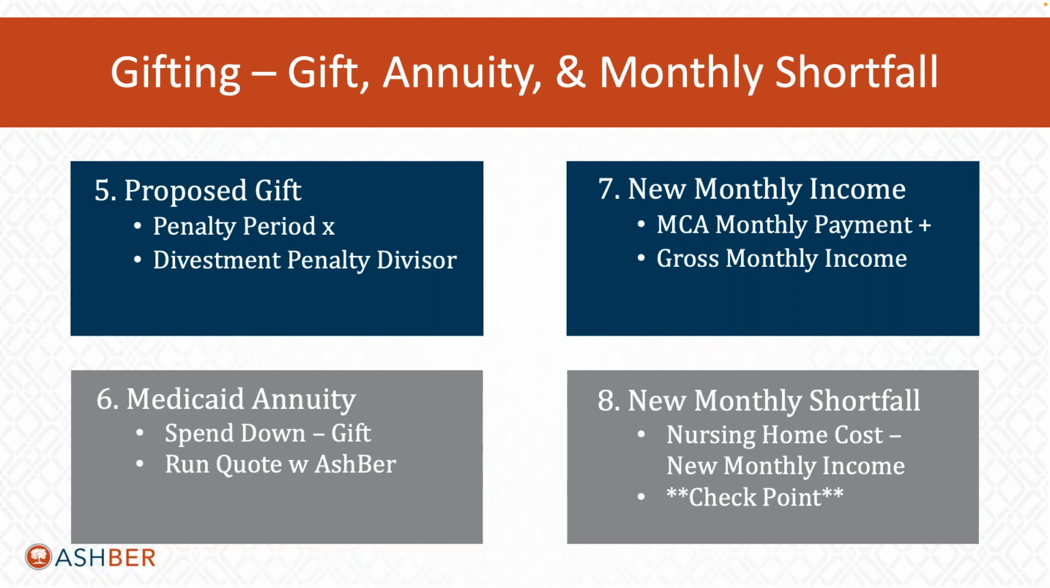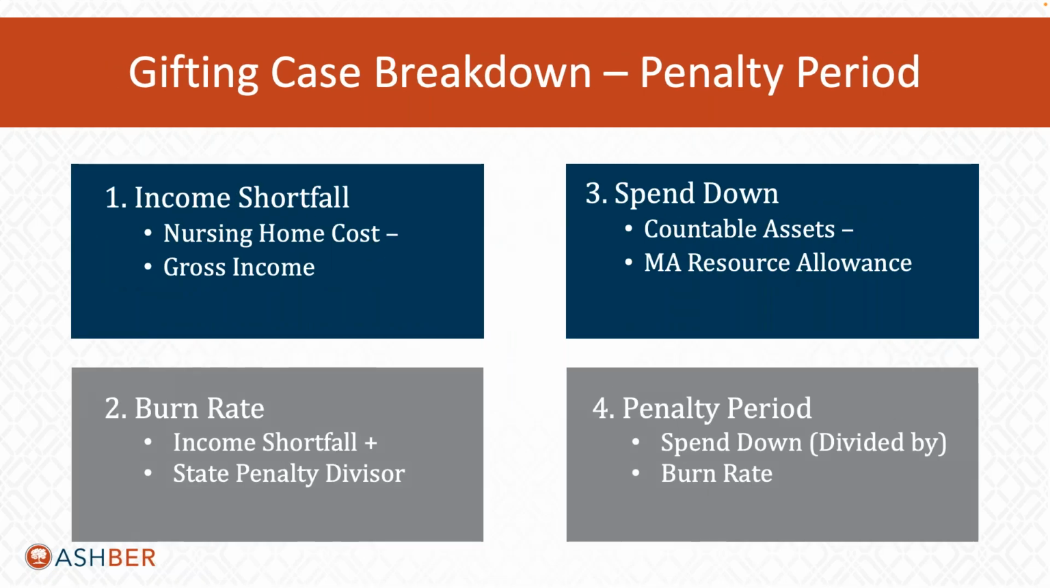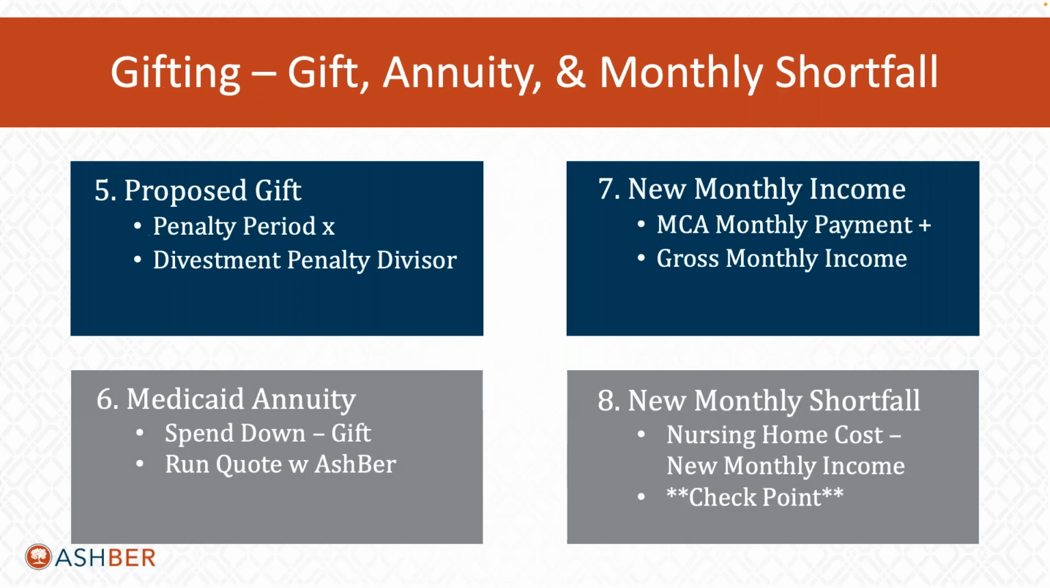And then step 8 is going to be a great checkpoint for you, because this is going to be the new shortfall calculation. So again, one of the main things is maintaining that income eligibility. And a great way to do that in this step is to make sure that we still have a shortfall. So again, we take the nursing home cost of care in this scenario and subtract the new monthly income established in step 7. So assuming we pass that checkpoint, then we can proceed to step 9. If you don't pass that checkpoint in step 8, then you need to go back to step 4 and reevaluate your penalty period from there, because then you've got to kind of play and toy with the numbers a little bit to make that happen.